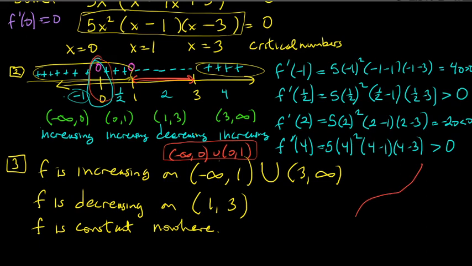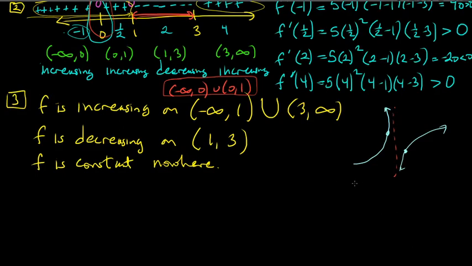But if you have, let's say, a vertical asymptote, the graph might just do this. It might be increasing here, and then it might be increasing here, which means it's not increasing from this point to this point. So we cannot conclude that it's increasing everywhere.